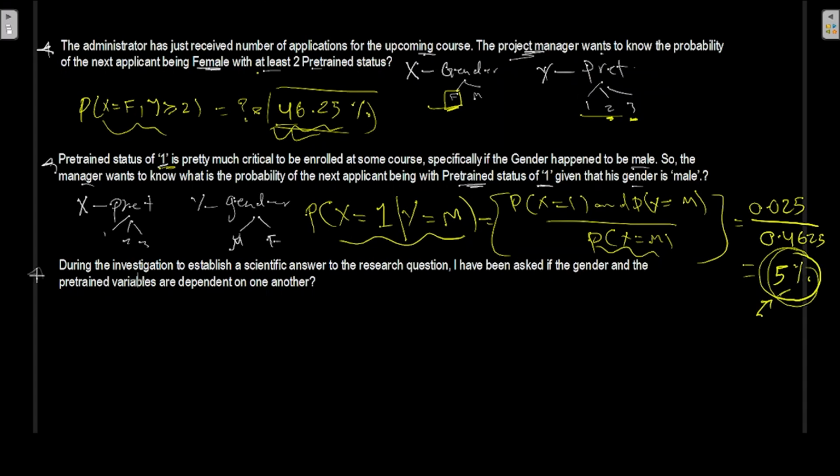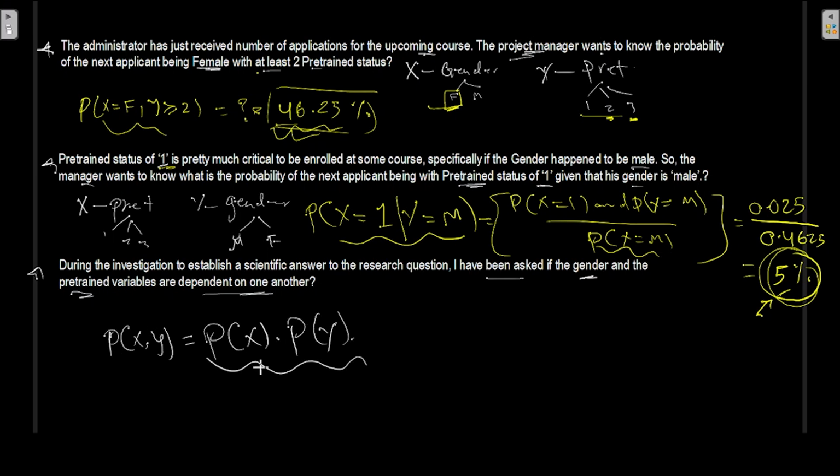Now, the last question: during the investigation to establish a specific answer to the research question, I have been asked whether the gender and pre-trained variables are dependent on one another. First of all, I can check whether the probability of XY is equal to the probability of X multiplied by the probability of Y.